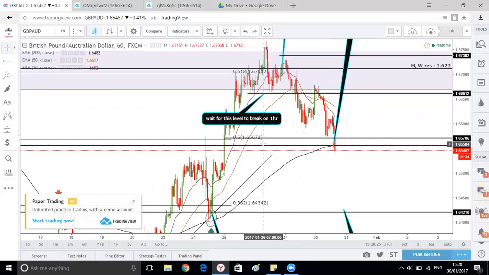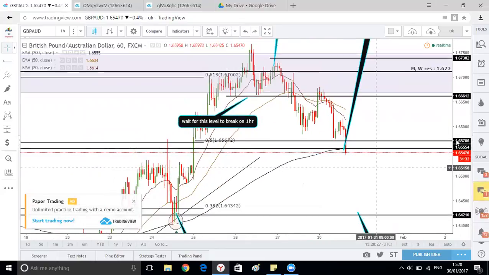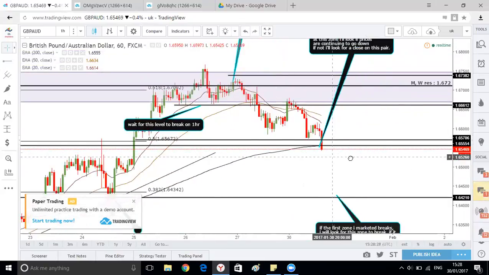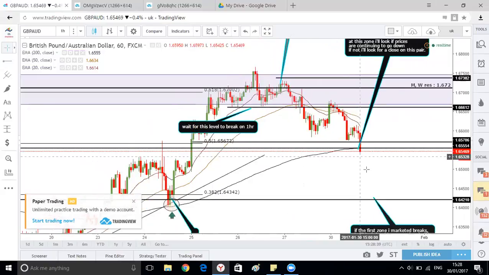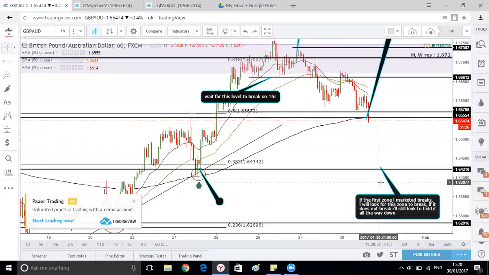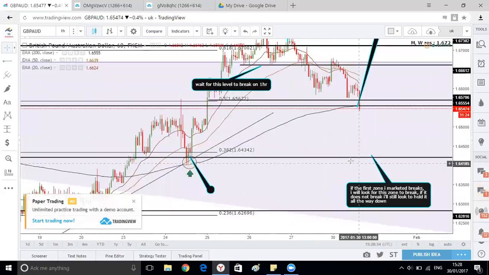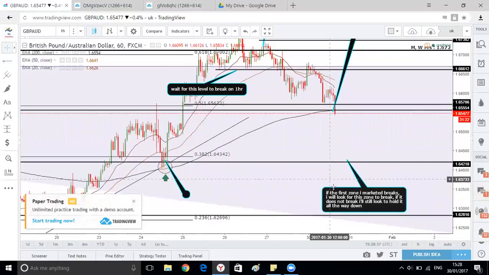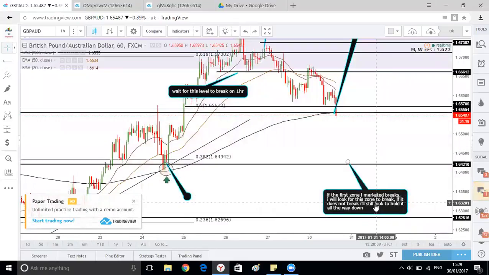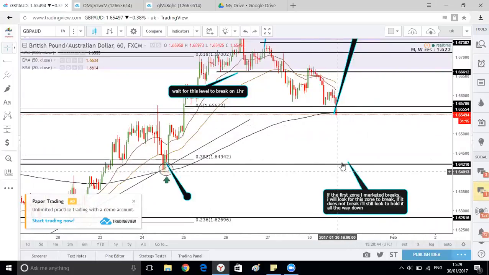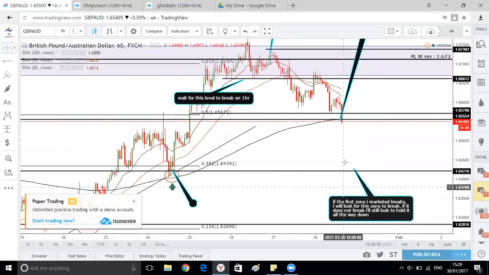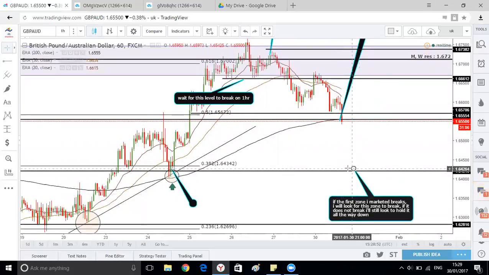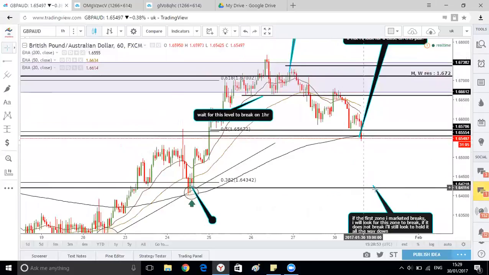It's a quite minor level, not major. It did break. Now I'm waiting for this trade to come all the way back. Look what I've said. If this zone I mark breaks, I will look for this zone. If this zone breaks, I will ride this trade all the way to this zone. And if I see this zone breaking, I will continue to hold this pair. If I see some sort of rejection at this level, I will get out of this trade.